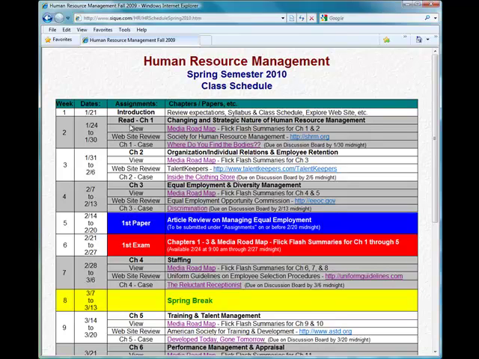First, you have the reading assignment, read Chapter 1, Changing and Strategic Nature of Human Resource Management. Then view the flash summaries for Chapter 1 and 2. We'll look at the media roadmap in a moment and get further into that. Then review a website, and each of these are linked. So you can click on the media roadmap, you can click on the website, and it'll bring it right up. And the next thing for the week, second week, is to read and answer questions for the case, where do you find the bodies?